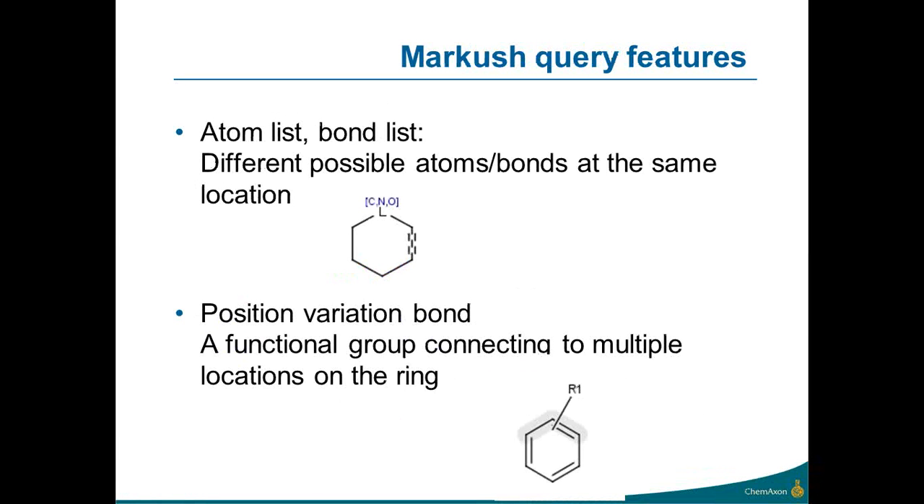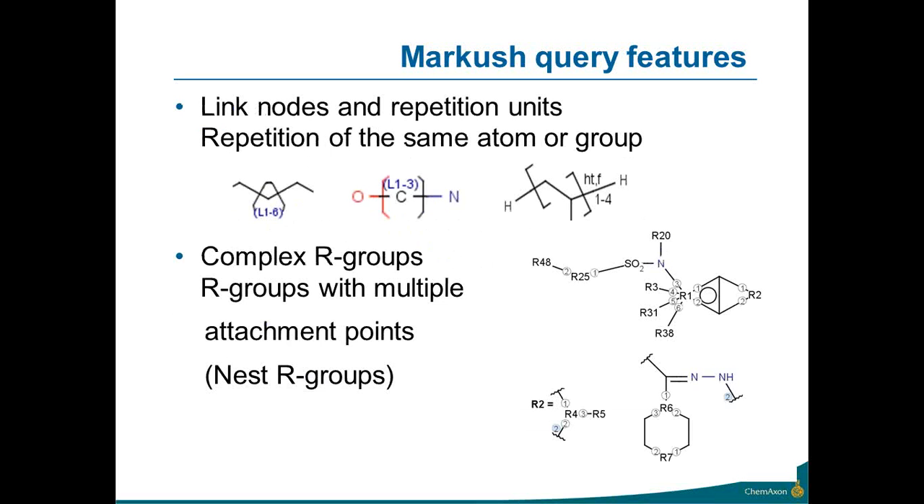So what are the query features? A few of them which are supported in our technology. Of course, atom list and bond list. This is something really common in the patents. They're possible to be searched. You already saw that. And different possible atoms and bonds are searched in the same location. Also, position variation bonds, these are supported as well. Moving further, link nodes for more simple to more sophisticated ones.